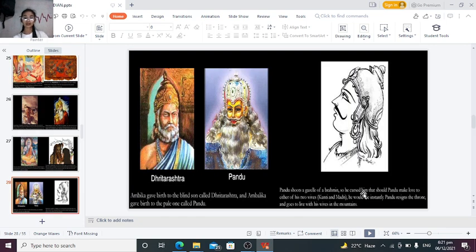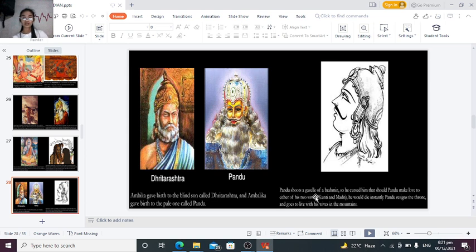So, nagkaroon ng bunga. Ambika gave birth to a blind son called Dhritarashtra, and Ambalika gave birth to the pale one called Pandu. So as we can see, their names are difficult to read.